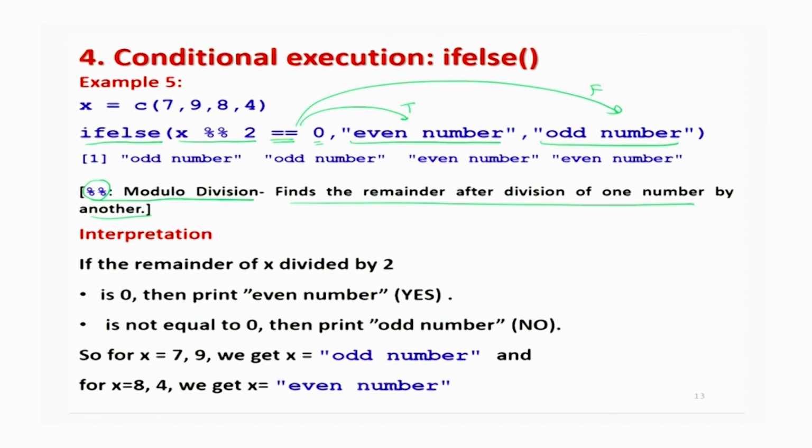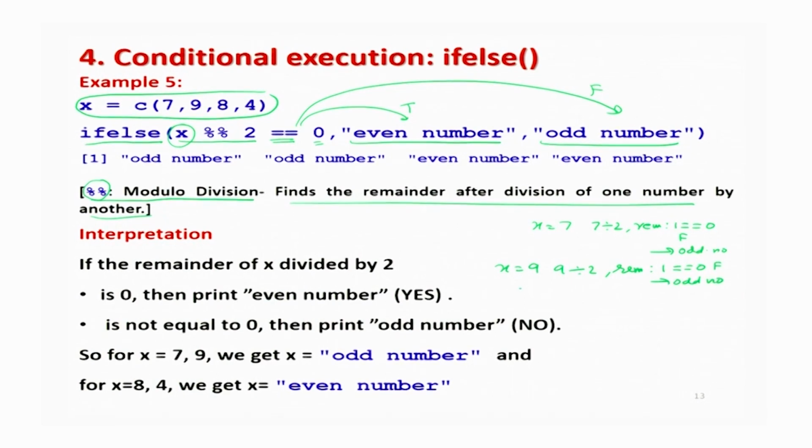So, I take here this data vector x equal to 7984. Now, you can see this data vector is operated inside this if else condition, and x takes value 7, it divides by 2, and the remainder comes out to be 1, which is equal to 0? False. So, in case the condition is false, it will print odd number. Then x will take the next value 9, and 9 will be divided by 2, the remainder will come out to be 1, which is equal to 0? No, this is false. So, now it will print odd number.